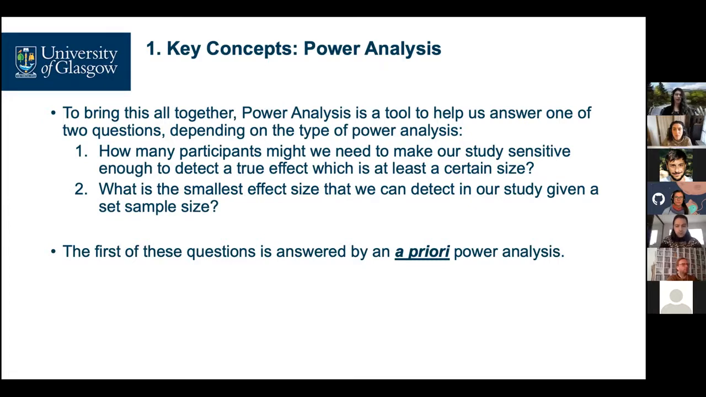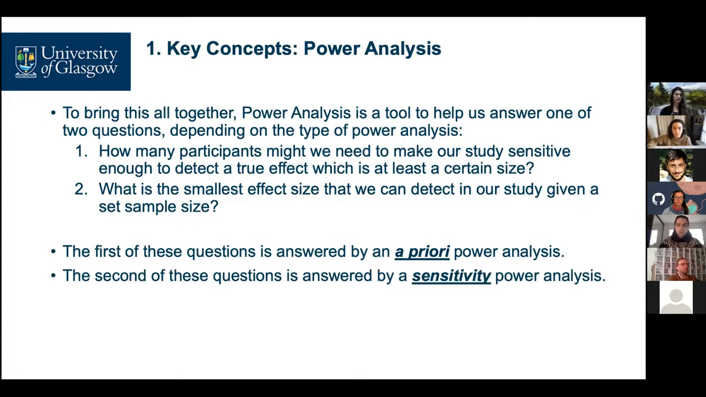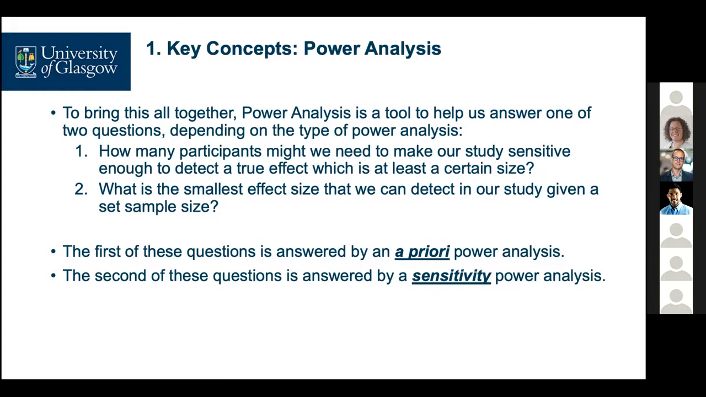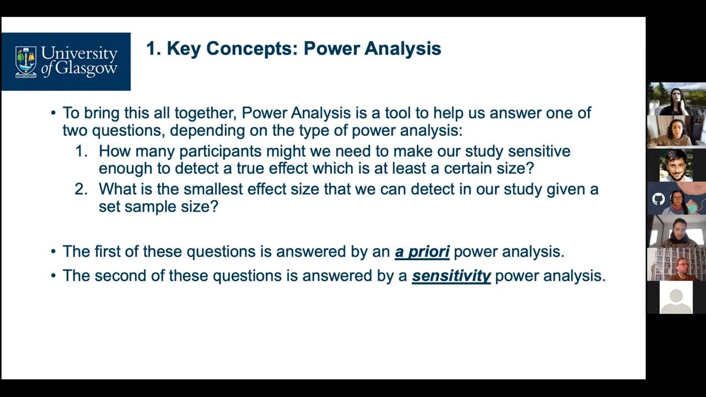They tend to mean a priori power analysis, but if they're answering question 2, instead they will be using a sensitivity power analysis. And this sensitivity power analysis allows us to see, okay, this study with X many participants, how sensitive is it? What's the smallest effect size that we can measure?